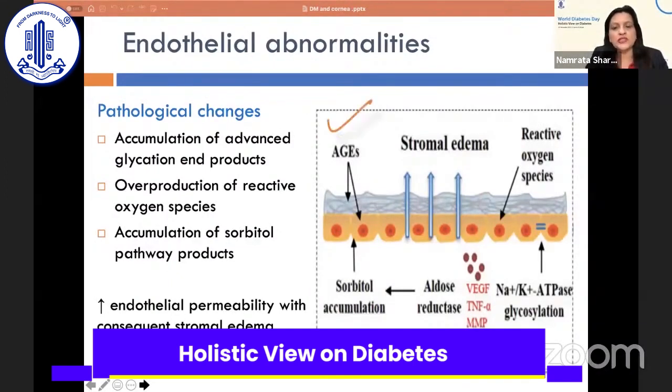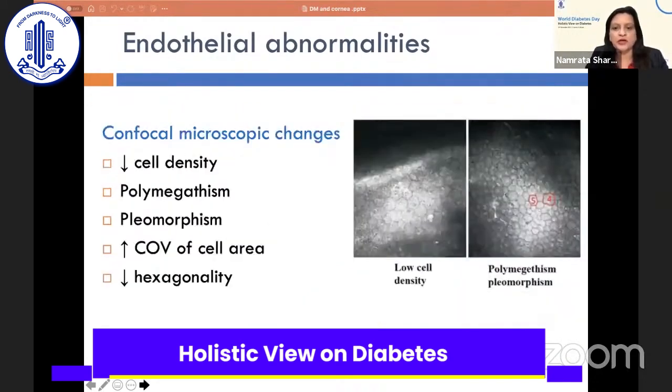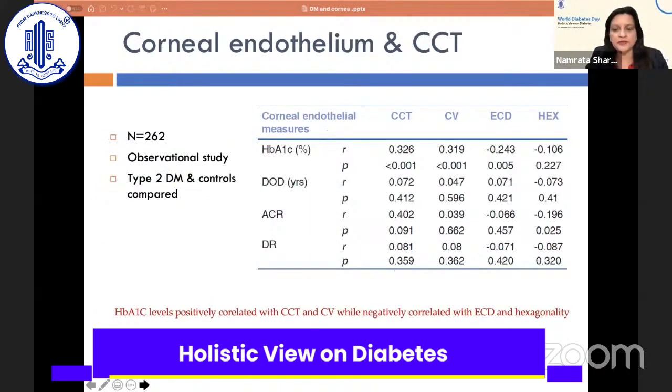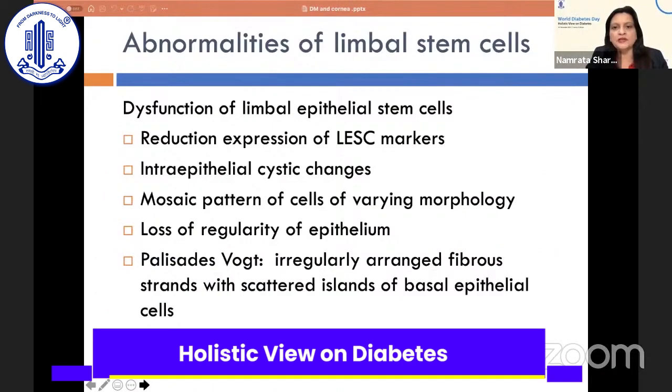Now, this is just to show that the accumulation of the advanced glycation end products occurs, which leads to release of reactive oxygen species and sorbitol accumulation, and finally stromal edema. Confocal changes I've already discussed, but just to show polymegathism and pleomorphism, you can see that the cells are showing a change in the size as well as the shape in cases of diabetics. And this is again a study to corroborate the same, which has already been talked about.